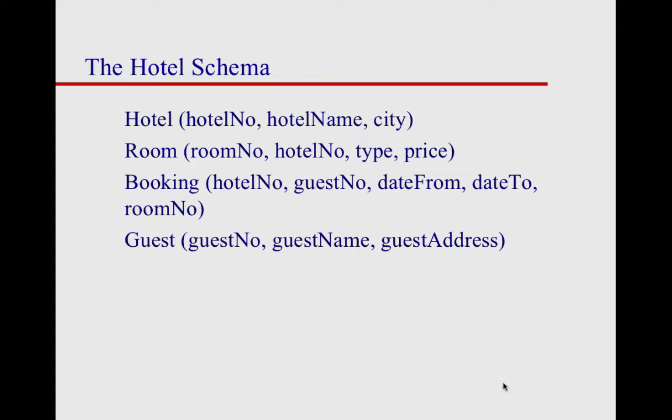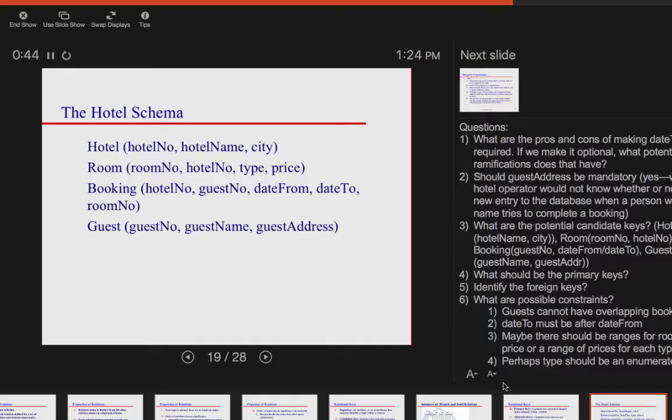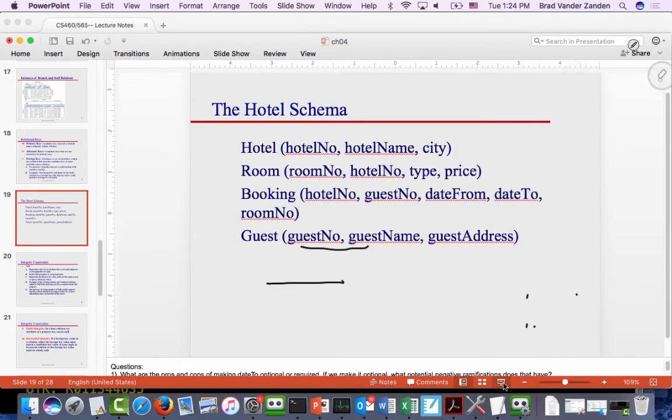So in this case, what might be a candidate key for hotel? Based on, just use intuition. Pardon? Hotel number. So often we are given what are called artificial keys. Hotel number is an artificial key. Okay, it is a made-up field.